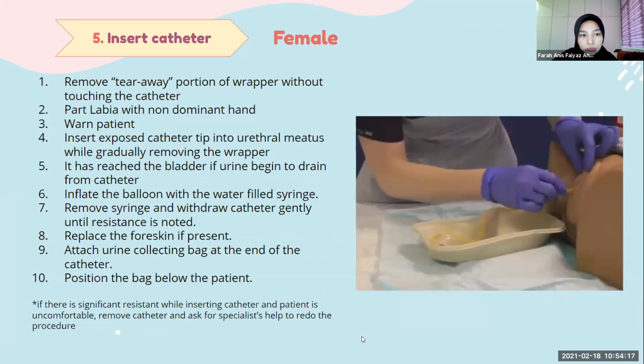And as for female, we also need to remove a tear away portion of the wrapper without touching the catheter, part the labia with the non-dominant hand, and then insert the catheter slowly into the urethral meatus. Basically, it is just the same as the male. And then after reaching the bladder, inflate the balloon. Basically, it's just the same.